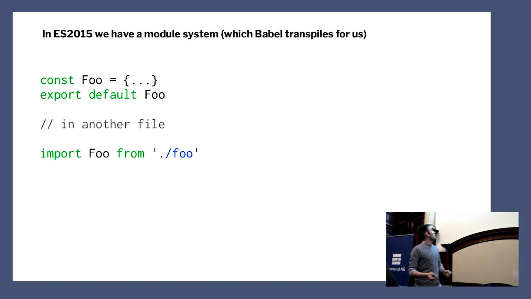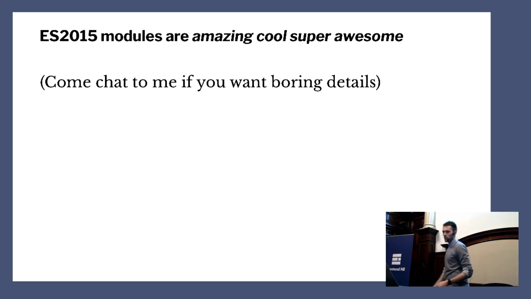Not entirely sure. But we can now do this natively, effectively. So we have constant foo, and we can export it. And then when we need to depend on it, we just import it like so.